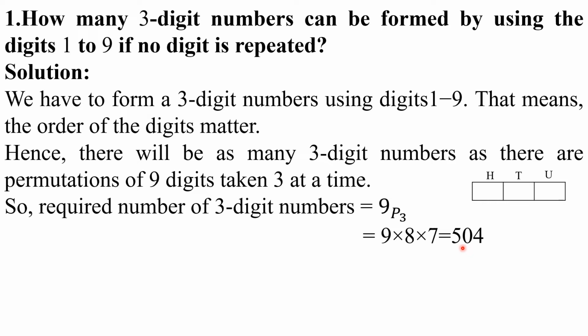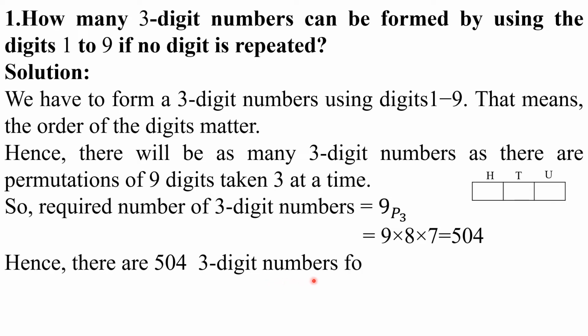The number of 3-digit numbers formed by using the digits from 1 to 9 if no digit is repeated. Okay, my children. Hence there are 504 3-digit numbers formed by using the digits from 1 to 9, with no digit repeated. Understood this question, my dear children? Right. Shall we go to the next question? Right.